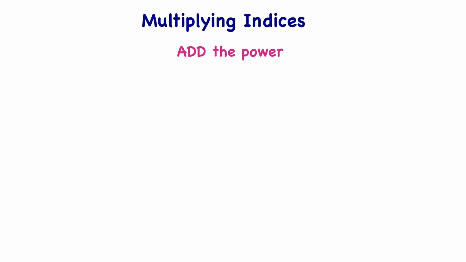That looks like this. x to the power of a times x to the power of b, you add the two powers together, which is x to the power of a plus b. Let's have a look at an example. If we have a to the power of 4 times a to the power of 3, we add the powers together, and that will give us a to the power of 7.